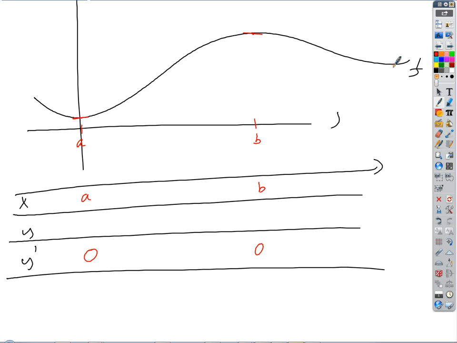Okay, and we even have another one out here if we keep going. Let's call this one C. Same thing at C, right? So out here, I'll just scrunch it up a little bit. At C, we also get 0, right? So what else can you tell me about the first derivative in between? Positive. Between A and B, it's positive.